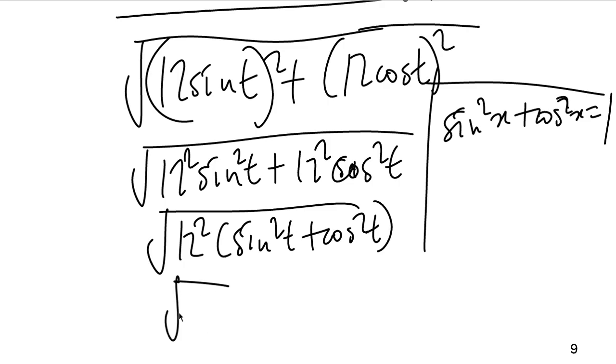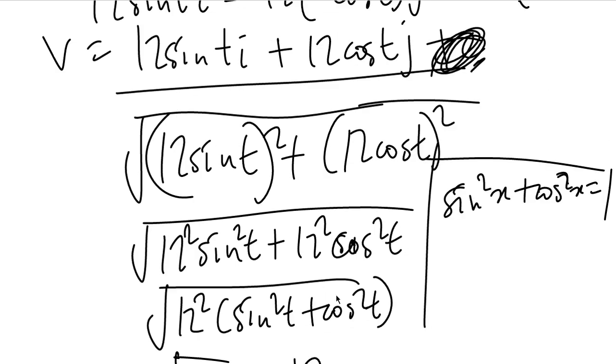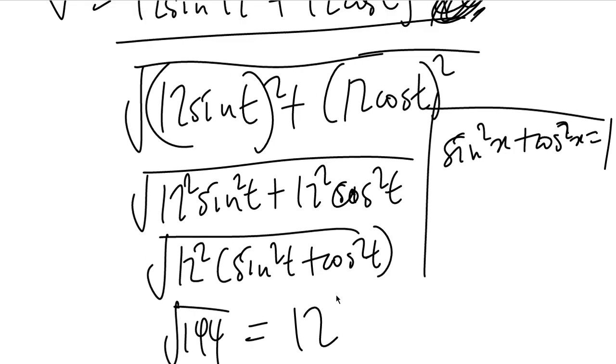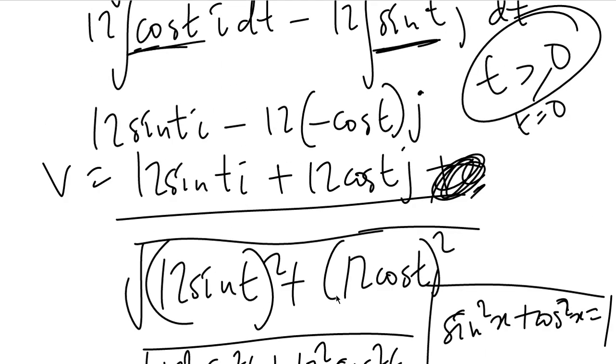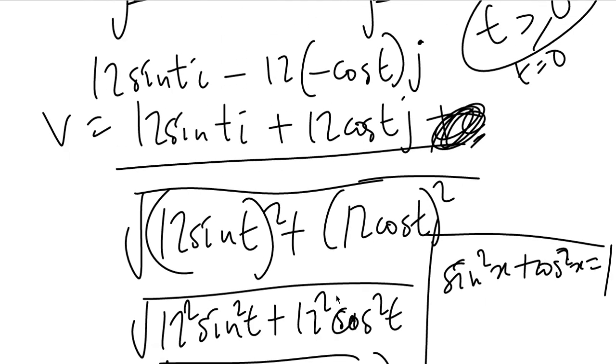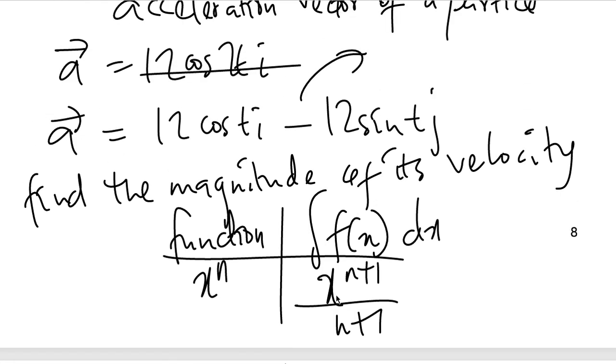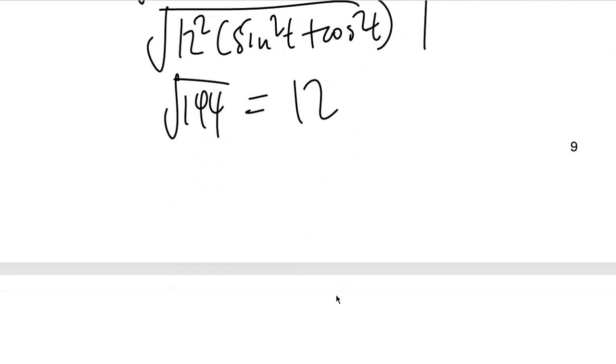And that's the square root of 144, which is going to be 12, right? That's the magnitude of the velocity, 12 units. So that's it with respect to the acceleration vector that was provided: 12 units, in meters per second, depending on what unit of velocity was provided.